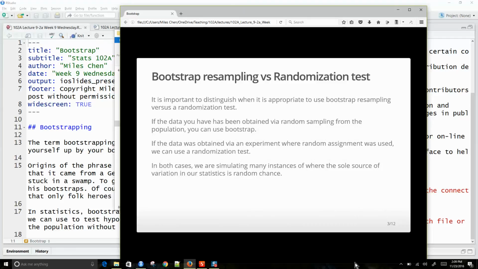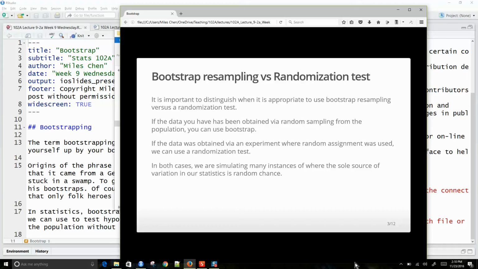All right, and just to again highlight the difference between bootstrap resampling and the randomization test, all right? On Monday we talked about the randomization test, and we said you can use the randomization test if your data came from an experiment where random assignment was used. If random assignment was used, then you should be using a randomization test. Okay, and that's when you can make cause and effect conclusions, when random assignment was used.